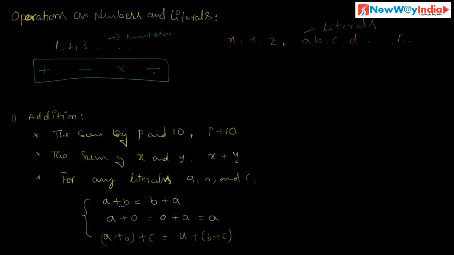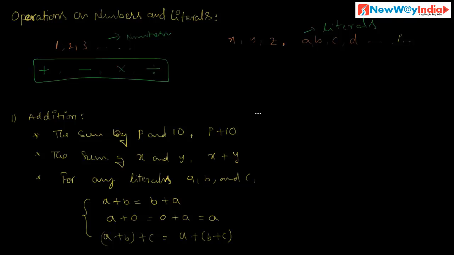That is, if you add a plus b or b plus a, those are equal. And if you add 0 to a, or if you add a to 0, that is equal to a. In the same way, a plus b plus c is equal to a plus b plus c. These are the different identities on literals and numerals.